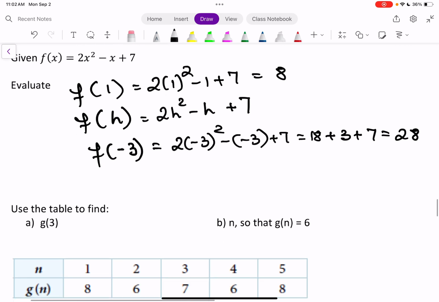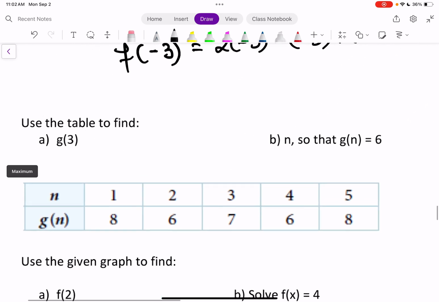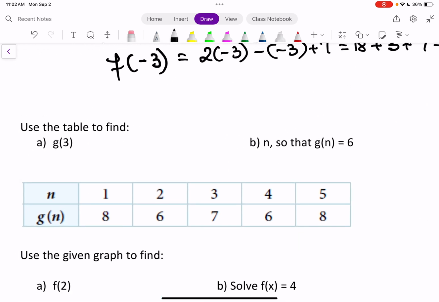All right, so that's function notation. Again, remember, sometimes we are just given ordered pairs, and these ordered pairs can come to us as a table. So let's see how I might read this table of values. It doesn't always have to be x and f of x. Here the name of the variable is n, and the name of the function is g, so g of n.